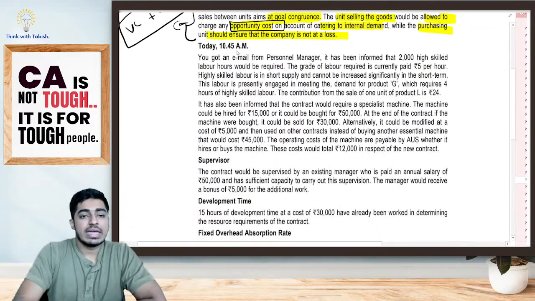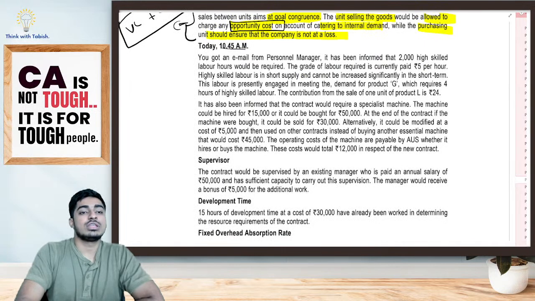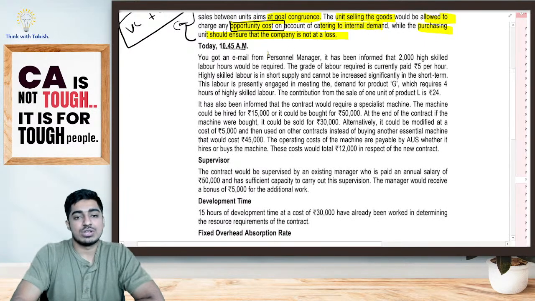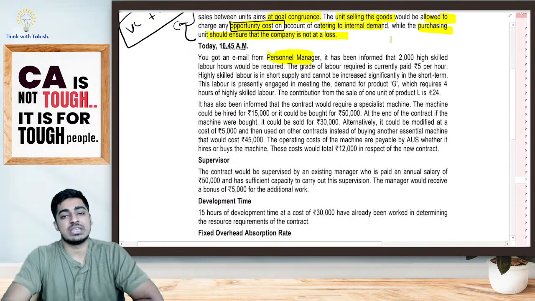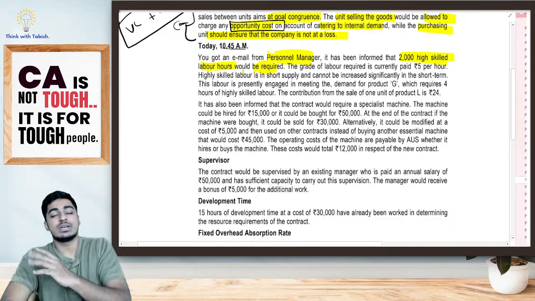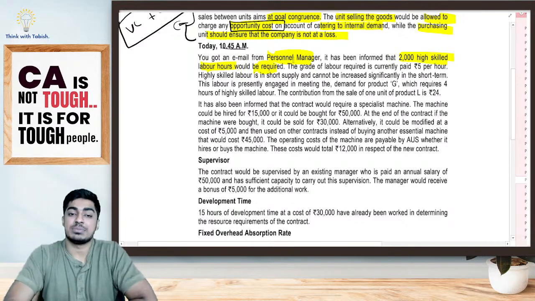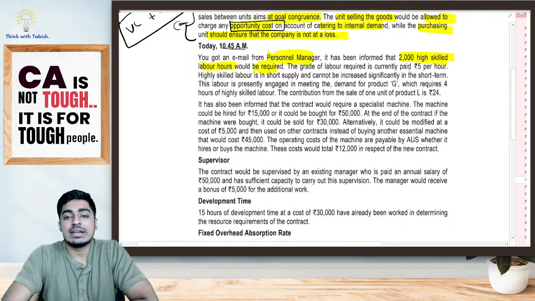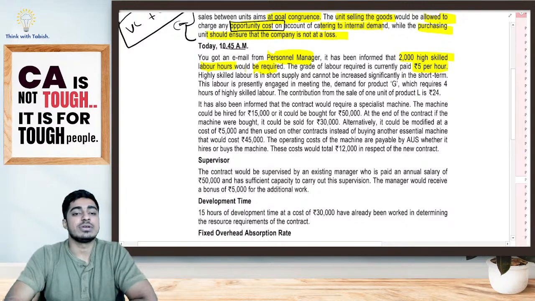Now, again at 10:45, you got the mail from the personnel or HR manager. What is the HR manager telling? It has been informed that 2,000 high-skilled labor hours would be required to do this work. The grade of labor required is currently paid 5 rupees per hour. So, at present, we are paying them 5 rupees per hour.